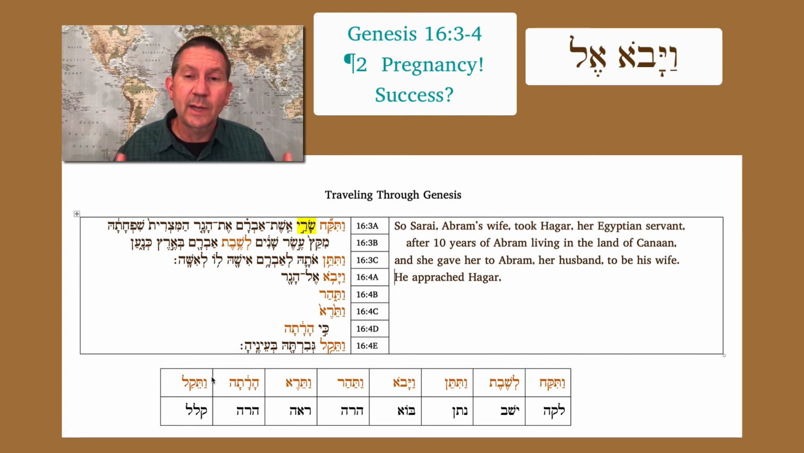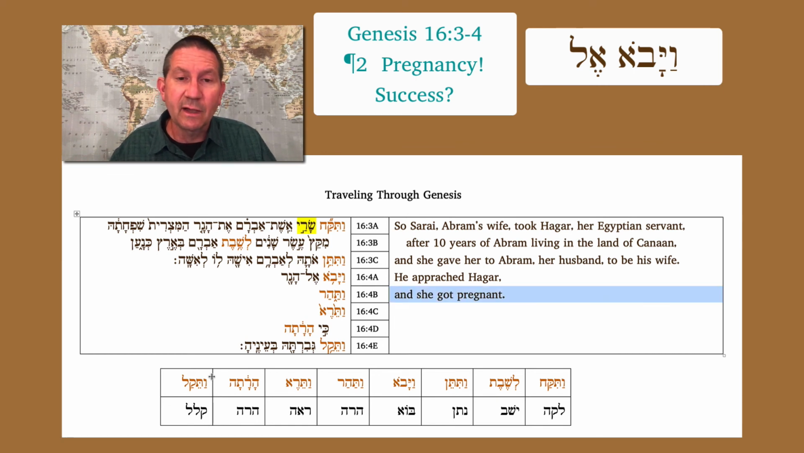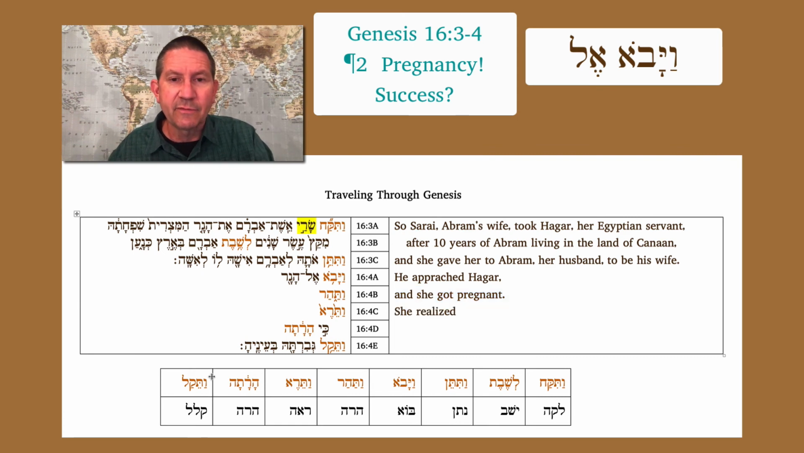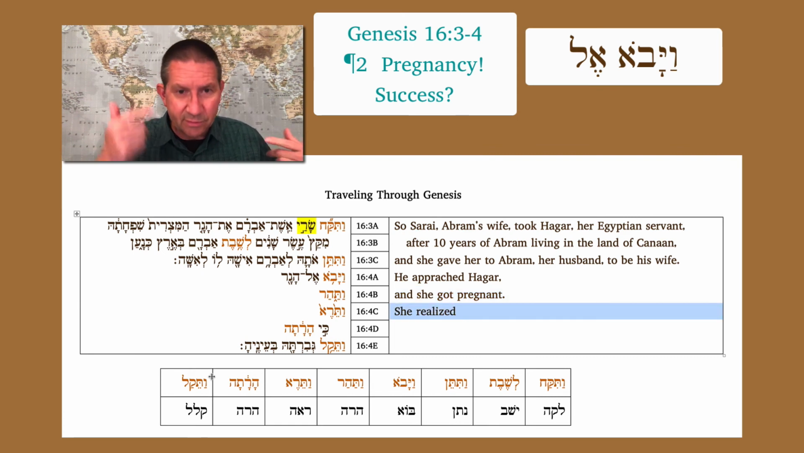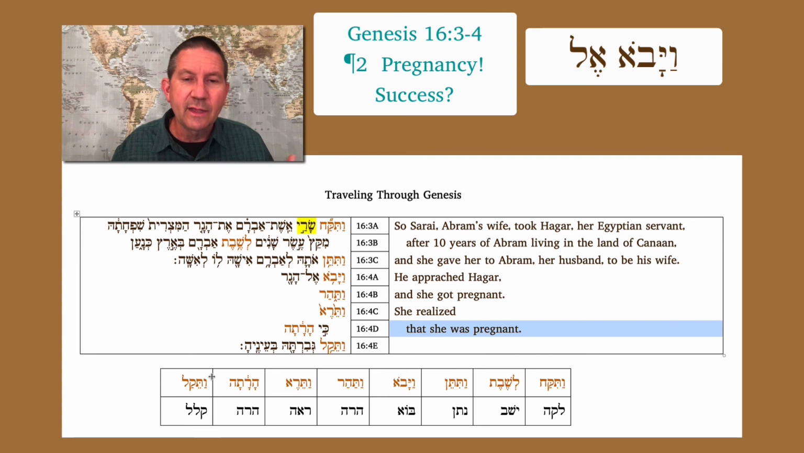Anyway, so back here in chapter 16, he approached Hagar, Vatahar, and she got pregnant, Vaitera, and she saw, but it's a thinking kind of saw, so she realized, ki harata, that she was pregnant. And then Vatekal gevirta be'eneha. So once she realizes that she's pregnant, which was something that her mistress was never able to do, she becomes proud in her eyes, and Sarai is belittled in her eyes.